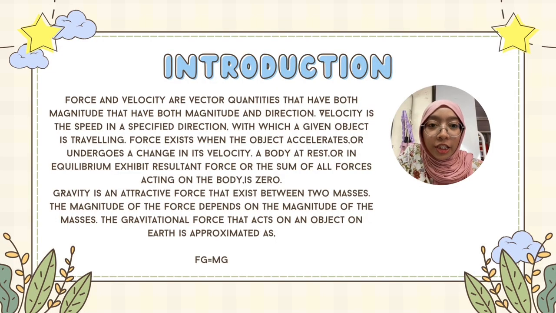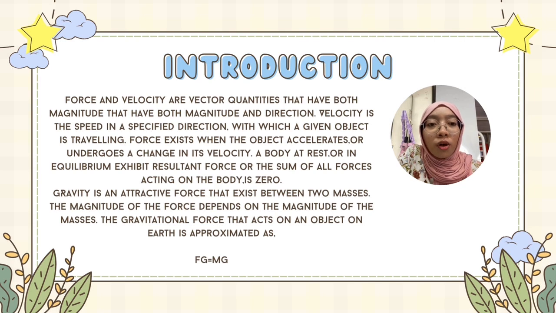Now, introduction. Force and velocity are vector quantities that have both magnitude and direction. Velocity is the speed in a specified direction with which a given object is travelling. Force exists when the object accelerates or undergoes a change in its velocity. A body at rest or in equilibrium has a resultant force, or the sum of all forces acting on the body, of zero.